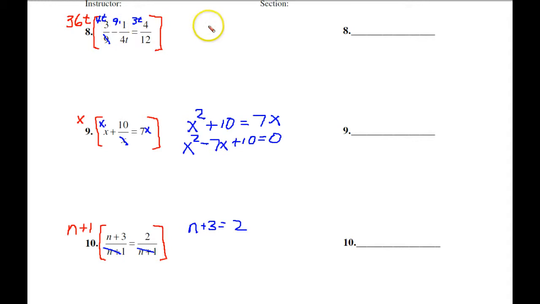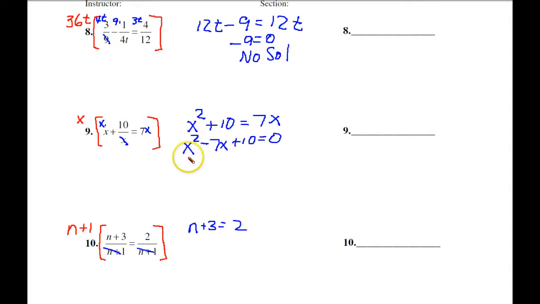And this one up here is going to become 12t minus 9 equals 12t. Ooh, this one's interesting. Here we subtract 12t from both sides. We get negative 9 equals 0. Is that a true statement? No. So for this one, there's no solution.